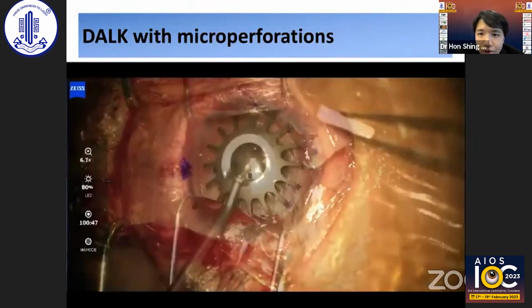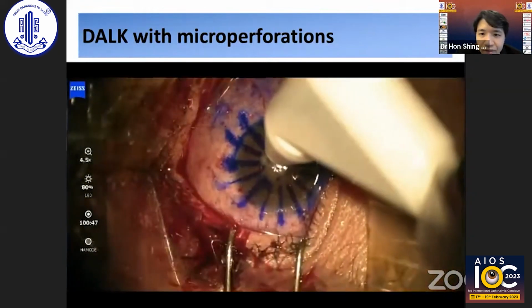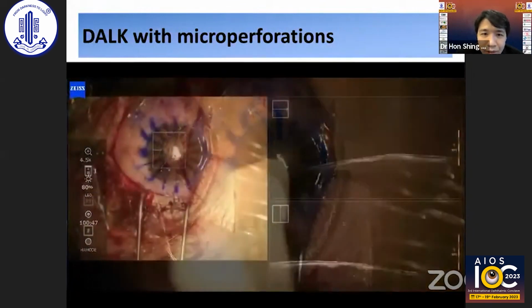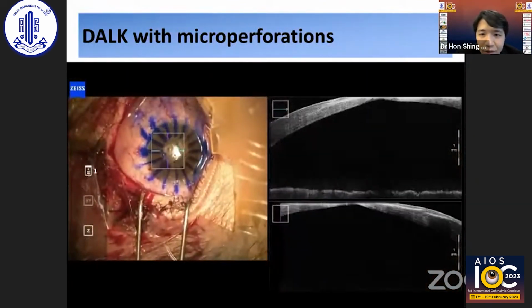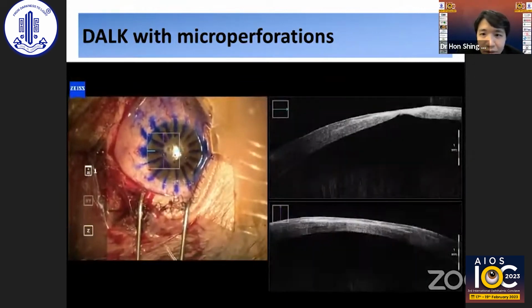So this is a surgical video of the first patient who had the corneal perforation with glue. So firstly, I mark the center of the cornea and place suture markers. Then I estimate the thickness of the cornea using an intraoperative ultrasound pachymetry. So intraoperative ASOCT also allows me to assess which areas of the patient's cornea are thin.